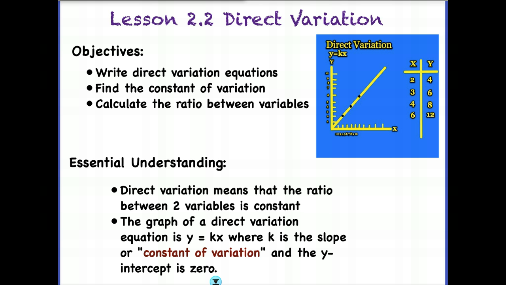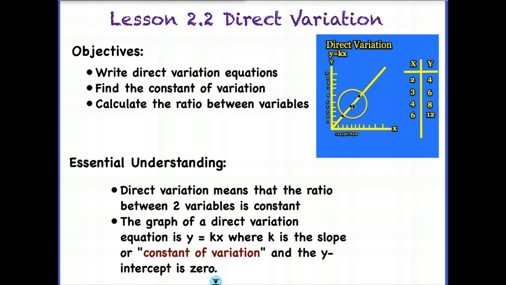Number two, the graph of a direct variation equation is in this form, y equals kx, and you can see it here, where k is the slope. So essentially, it's just like y equals mx, but without a b. Notice that there is no y-intercept. So k, our slope, in a direct variation equation is called the constant of variation, and the y-intercept is 0. If you'll notice up here in this direct variation equation example, the line goes right through the origin, 0, 0.